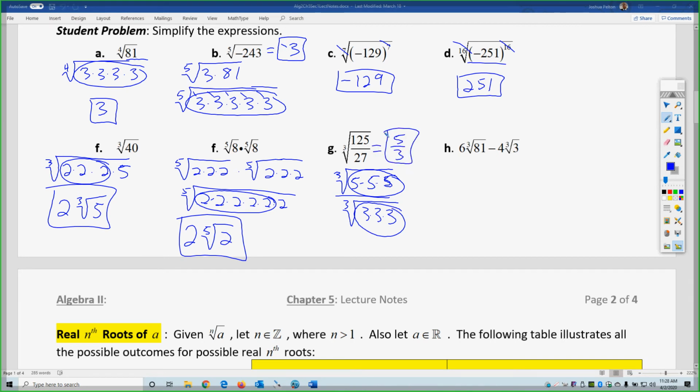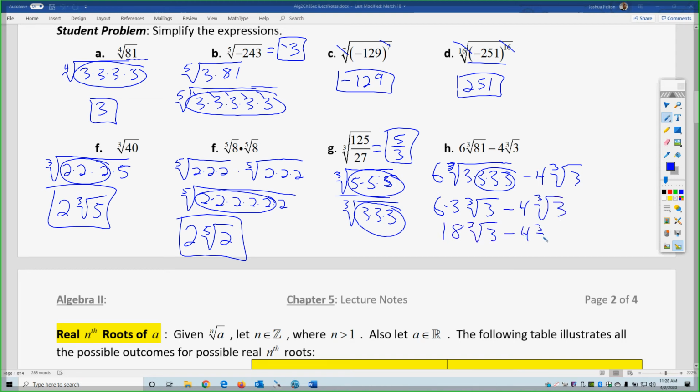The last one's an adding and subtracting problem. There's only one rule from kindergarten to college. Are they like terms? So 81 is 9 times 9, so that's 3333. So I can take out a group of 3's for 6 times 3 3rd roots of 3 minus 4 3rd roots of 3. So that's 18 3rd roots of 3 minus 4 3rd roots of 3. They are like terms now. So 18 minus 4 gives me 14 3rd roots of 3. All right, let's go to page 2.